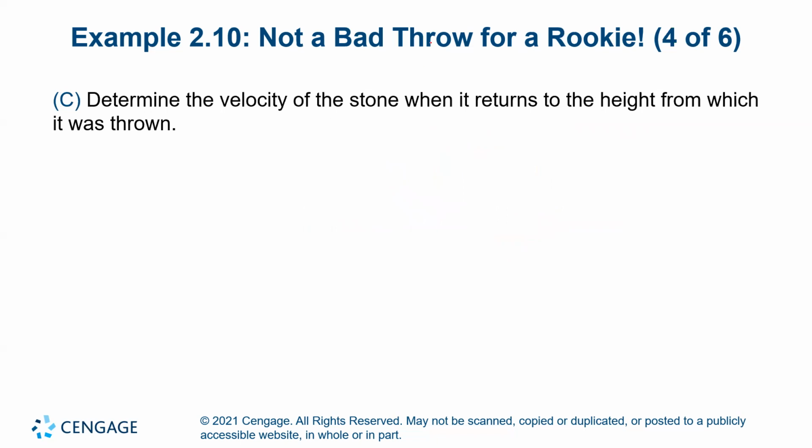Determine the velocity of the stone when it returned to the height from which it was thrown. Okay, well, if it was thrown at a velocity of 20 meters per second upward, as it goes back down and reaches the same height from which it was thrown, it will now have a similar value of velocity, but the direction is opposite. So what I'm saying is the answer for this problem should be negative 20 meters per second.